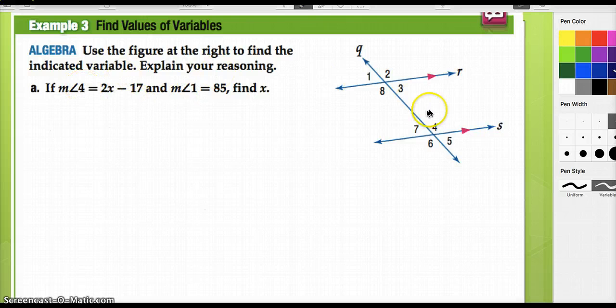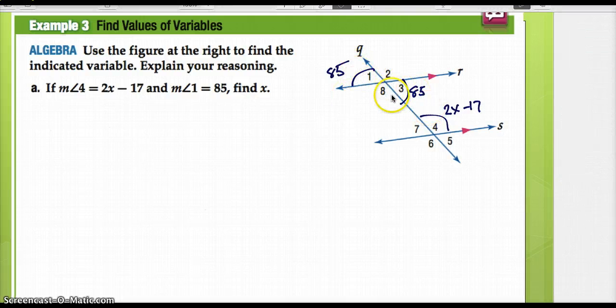Well, I see that the measure of angle 4, that's this guy here, is 2x minus 17, and the measure of angle 1 right here is 85. I am supposed to find the value of x. Well, if this is 85, then over here, this has to be 85 as well. Do you know why? I hope you recognize that these are vertical angles. So these vertical angles are both 85 degrees, right?